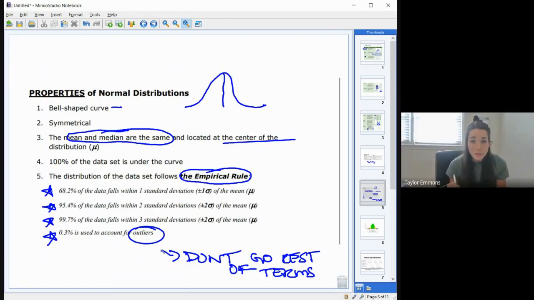So outliers, they don't go with the rest of the terms. For instance, if I have 1, 2, 3, 4, 5, 6, and then I put the number 40 in that little series, obviously 40 would be a number that is outside of those terms, right? It would skew the data. Okay. Oh, okay. Got it.